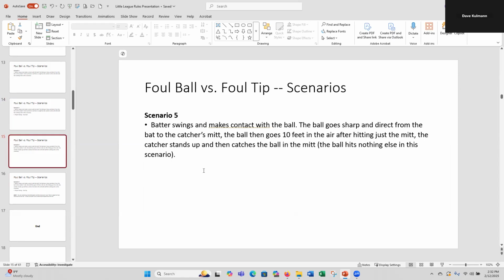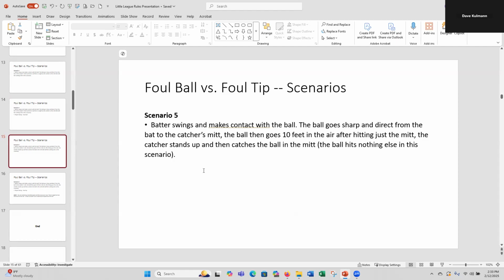All right, last scenario. The batter swings and makes contact with the ball. The ball goes sharp and direct from the bat to the catcher's mitt. Then the ball goes 10 feet up in the air after hitting just the mitt. The catcher stands up and then catches the ball in the mitt. The ball hits nothing else in this scenario.